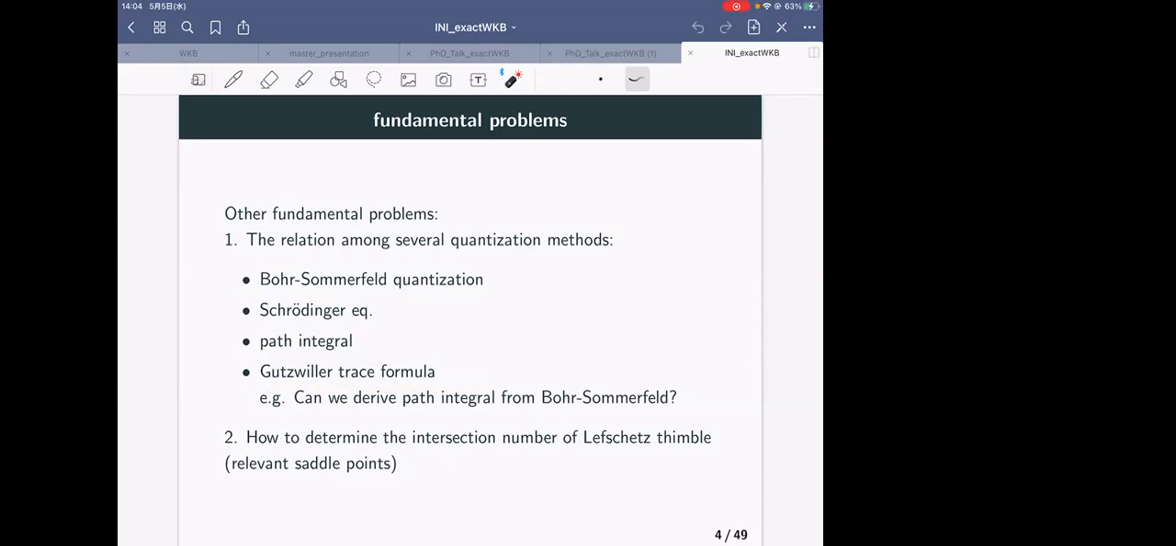And also, to determine the intersection number of the Lefschetz thimble is a very difficult problem, especially in the case of path integral. This is a functional integral, so the dimension of the integration space is infinite. So to determine the intersection number is very difficult. Or you can say to determine the relevant saddle point is a very difficult question in general. So today's talk, we focus on these problems.